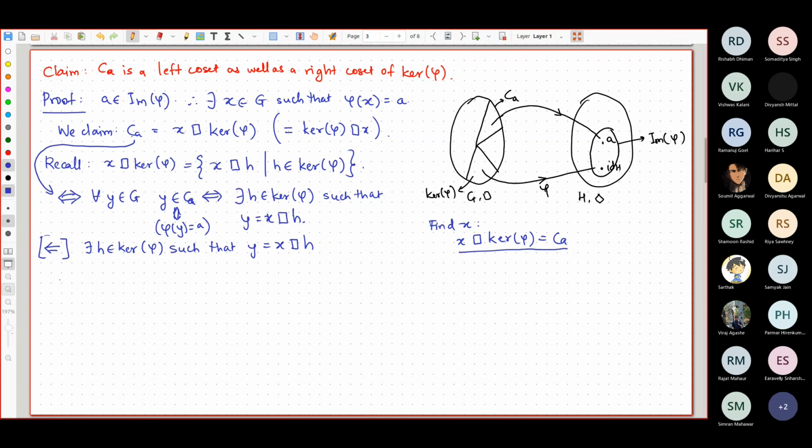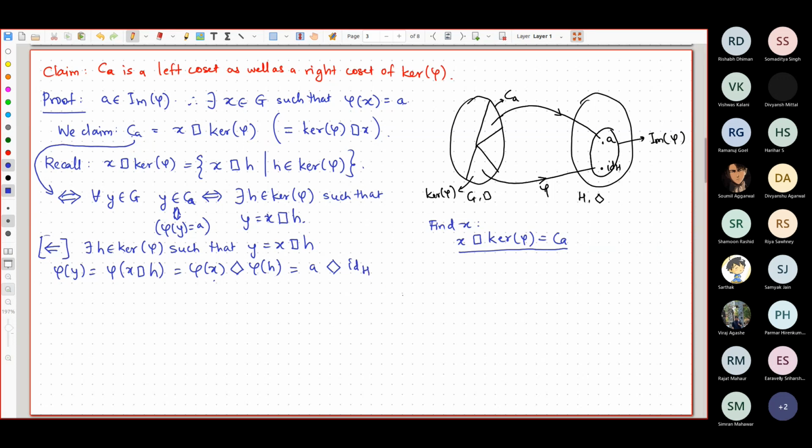So what is phi of y? This is just a one-liner. Because phi is a homomorphism, phi of y, which is equal to phi of x squared h, is just phi of x diamond phi of h. Now phi of x is A, so this is equal to A diamond phi of h, and h lies in the kernel of phi. So by definition, phi of h is nothing but the identity element.